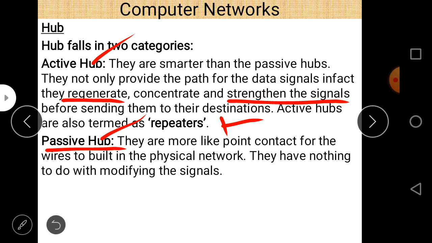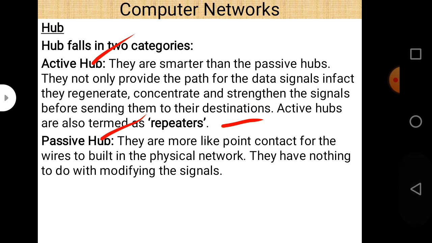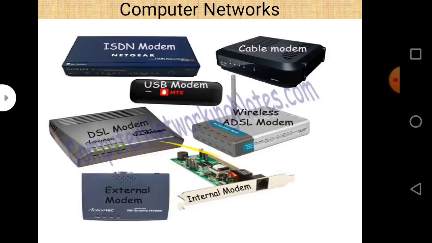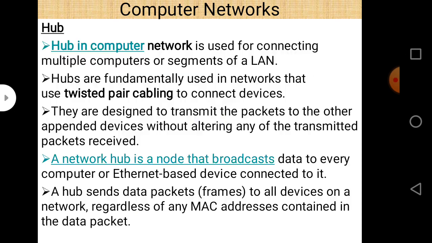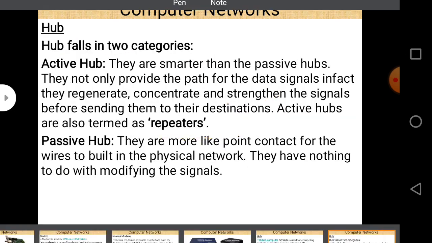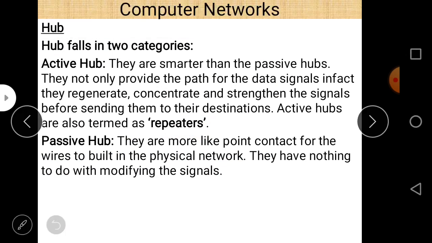So if we want to conclude in one line, we can say that active hubs are also called repeaters, because not only do they transfer the data, but they also strengthen or regenerate the signal. But a passive hub just sends the data, and it has nothing to do with modifying the signal.